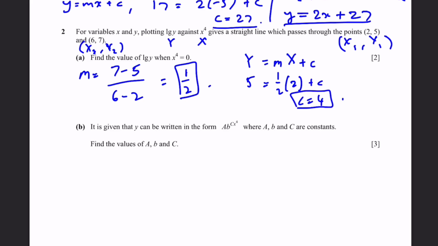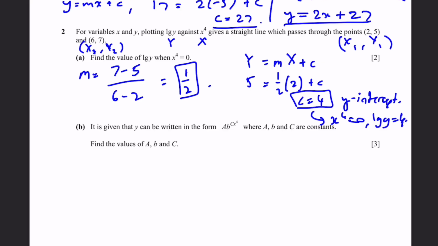And of course we could just write down the line equation from what we calculated here, the gradient and y-intercept, but we can see the question asks when x to the power 4 is equal to 0. This basically means capital X is equal to 0, and that is the y-intercept. And we already found the y-intercept. So this value c equals 4 is the y-intercept. So the value of log y at x to the power 4 equal to 0 is just 4. So this will be our answer.